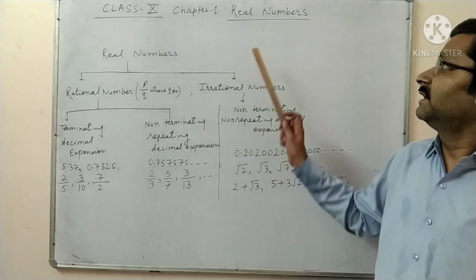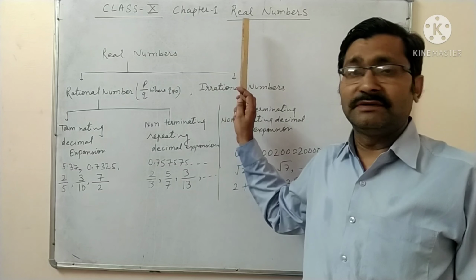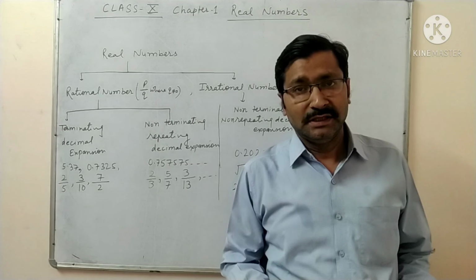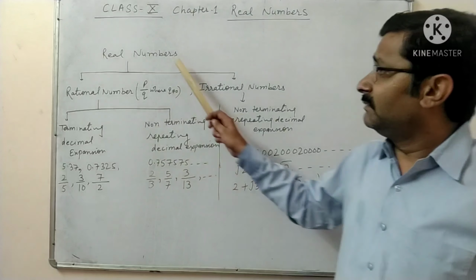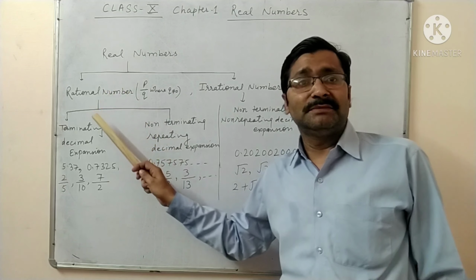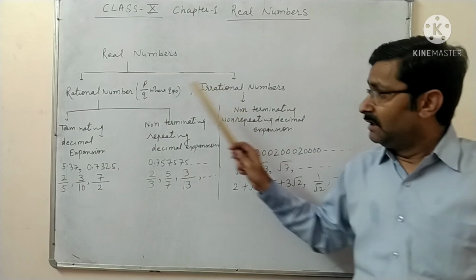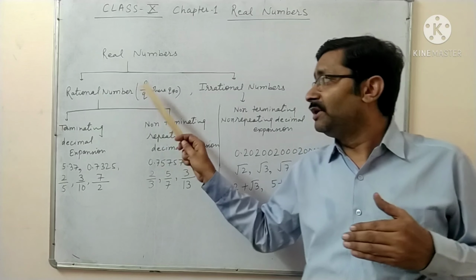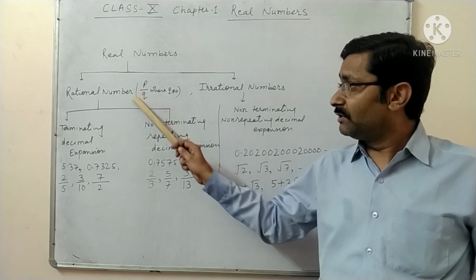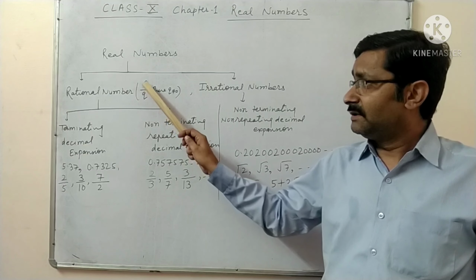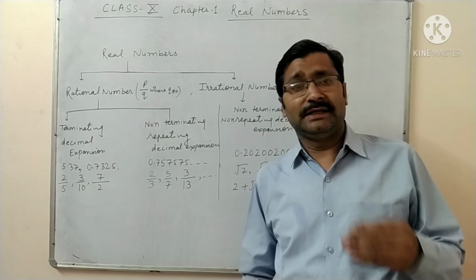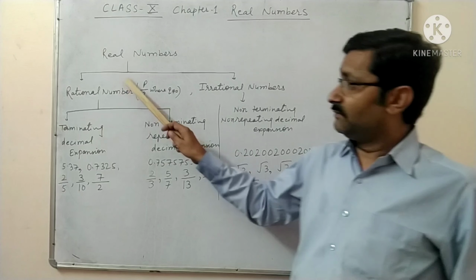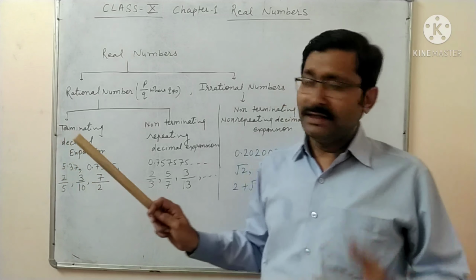Today we will start Chapter 1, that is Real Numbers, and do a brief introduction to real numbers. Real numbers have two types: rational numbers and irrational numbers. Look here, a rational number means any number given in the form p upon q, where q should not equal 0. If we can write it as p upon q, it is called a rational number, and if we cannot write it in the form of p upon q, it is called an irrational number.